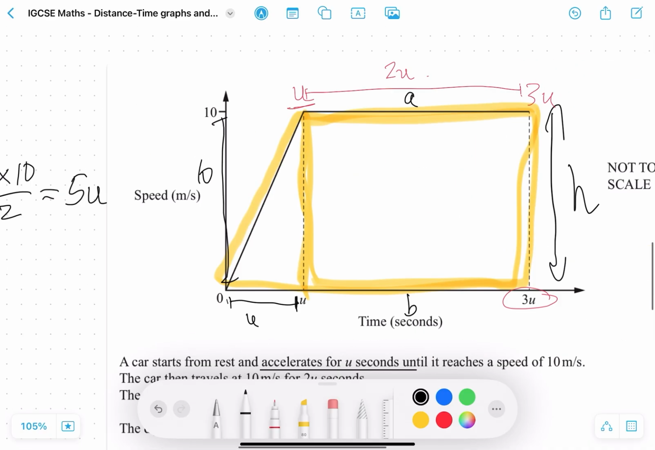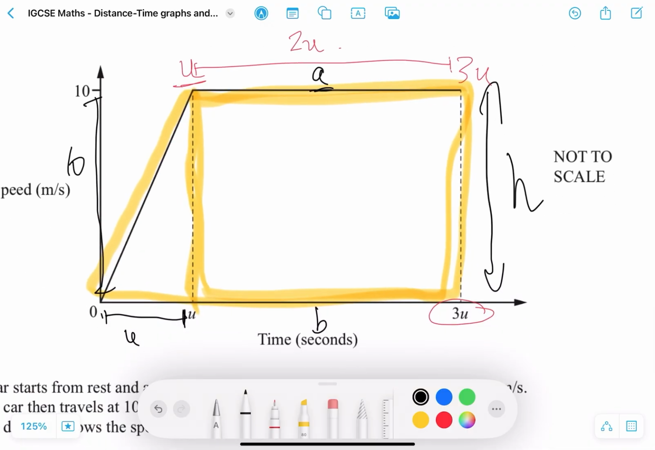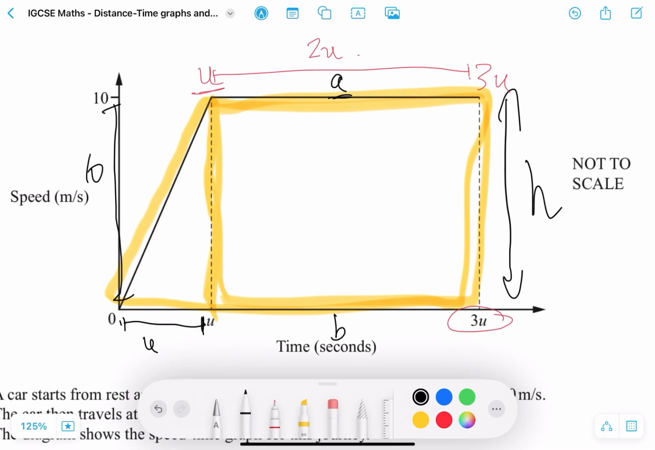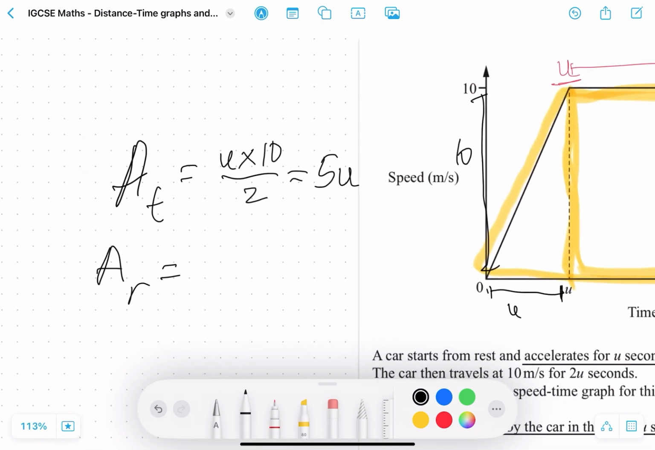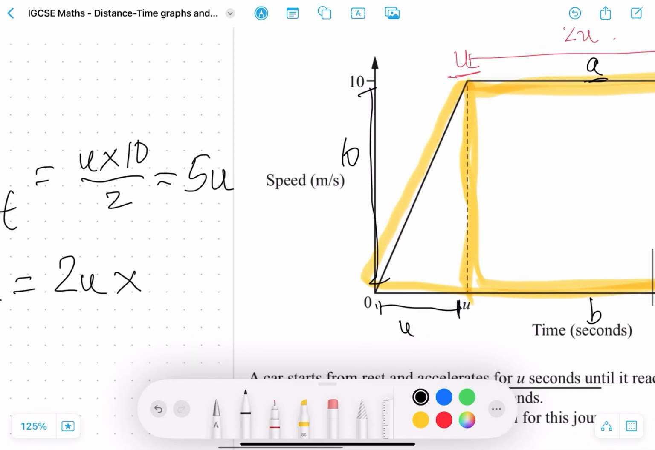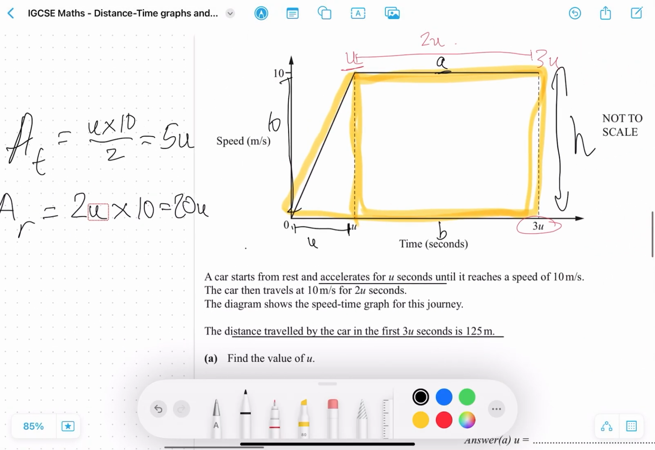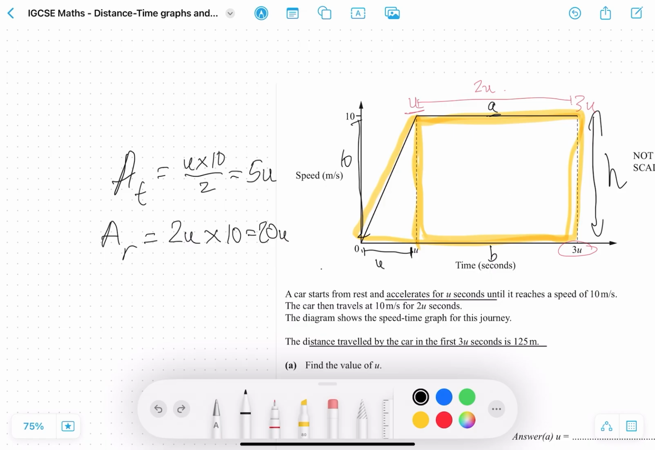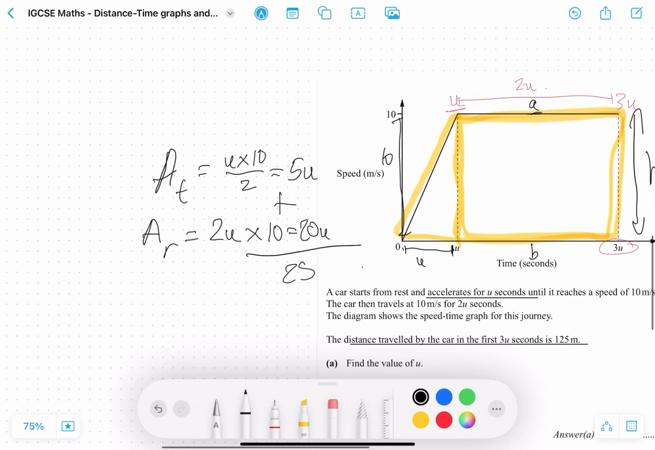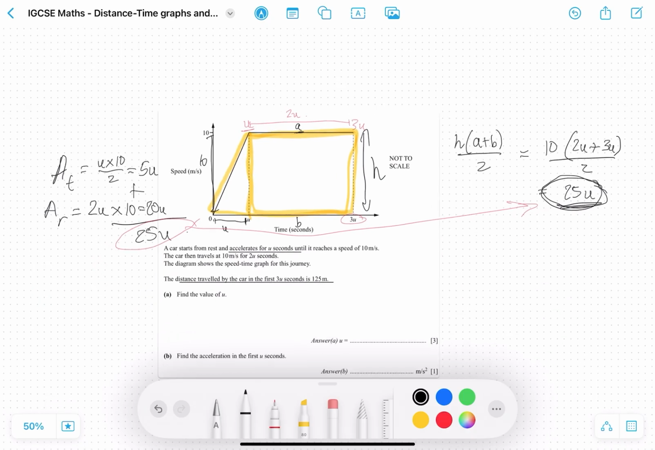And now the area of the rectangle over here, like we've seen before, this value a here is 2u. So that would be the length of the rectangle, and the width is the height, which is just 10 as we've seen before. The area of the rectangle is length times width, therefore it's 2u multiplied by 10, which is 20u. And as we see, if we add up the area of this triangle and the area of this rectangle, we get 25u, which is indeed the same value that we've got here with the trapezium formula. Just knowing the formula of the trapezium makes it a lot easier.